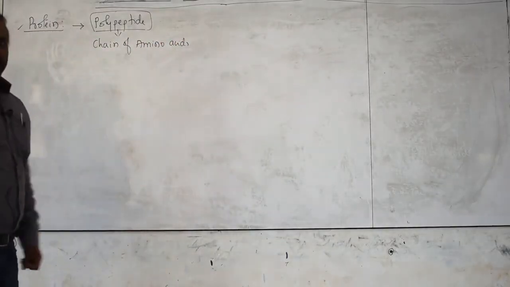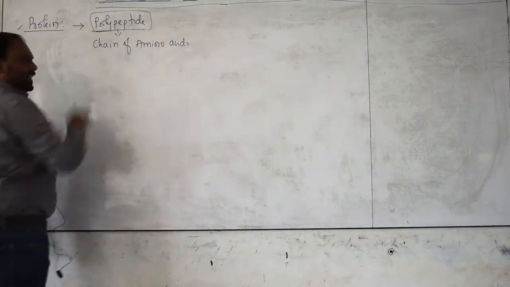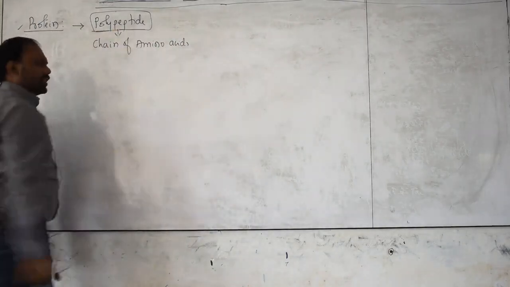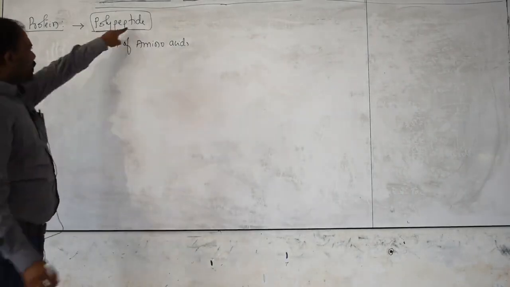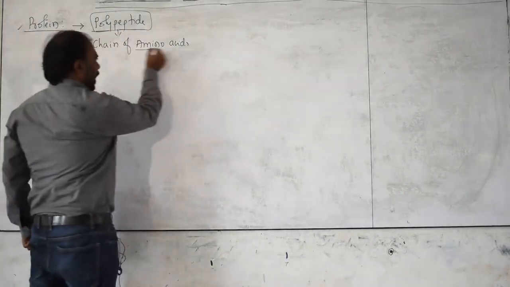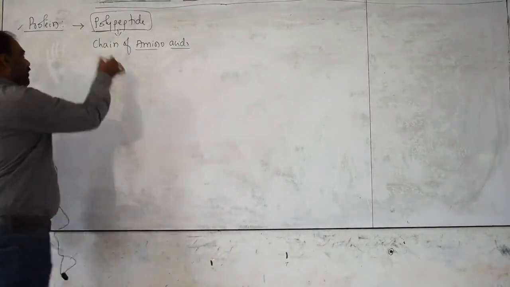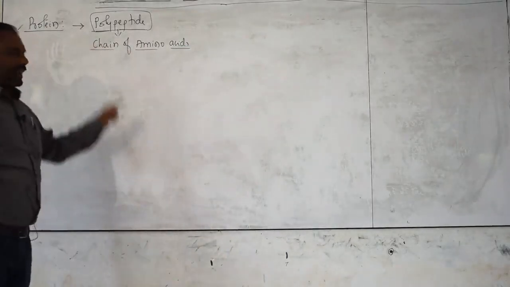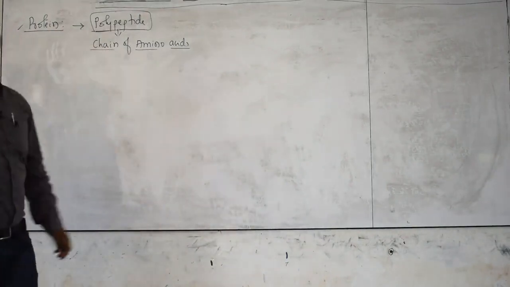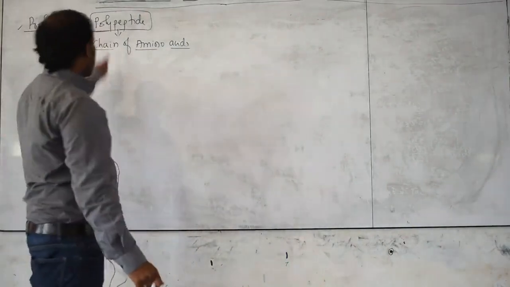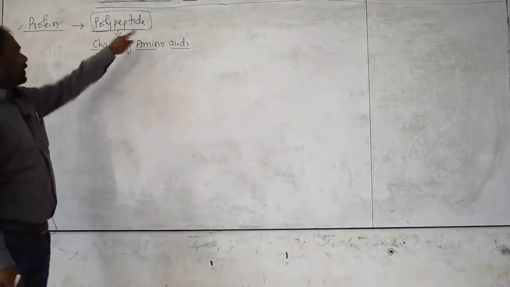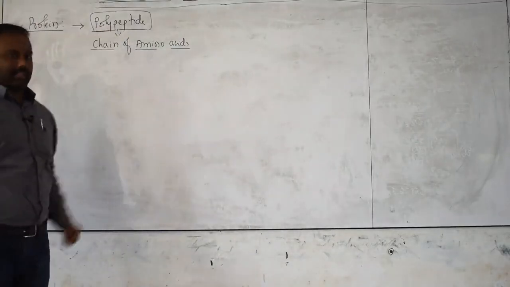So polypeptide refers to, poly refers to many, and peptide refers to the protein units. Those protein units are nothing but amino acids. So these amino acids are arranged in the form of a chain, and that is considered as protein. Yes or no? So it is also called the polypeptide or chain of amino acids.